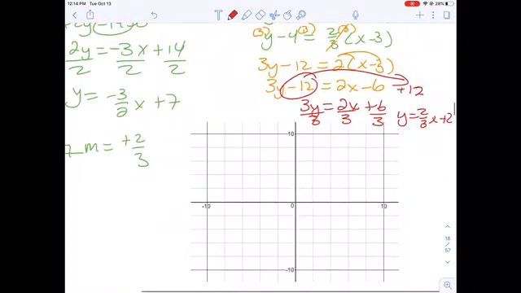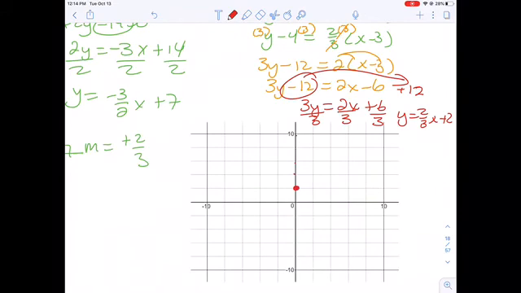To graph that, I look at my graph. My scale is 2, 4, 6, 8, 10. So my y-intercept is 2. I'm going to go up 2. I'm rising 2 and running 3, so that's going to take me right about here, because that's 2, 4, 6, 8, 10. And I'm going to draw that line looking just like this. Okay, and there's my line y equals 2/3 x plus 2.